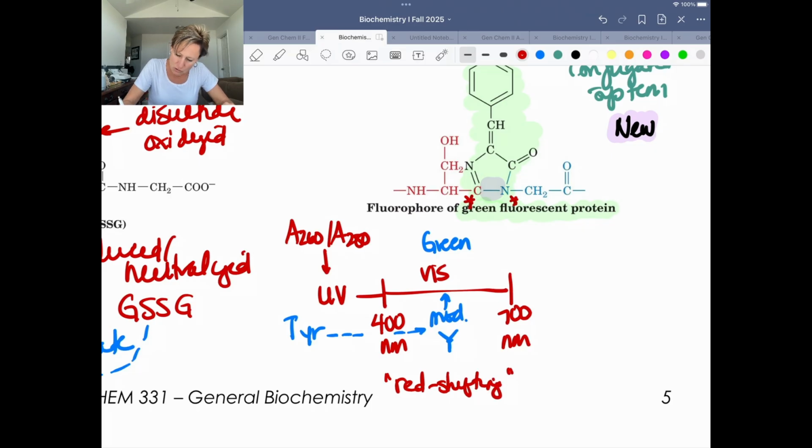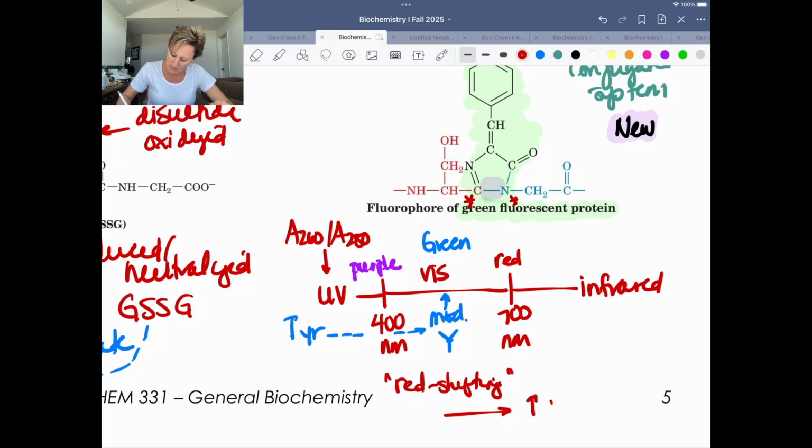Just to make sure that you remember, when you're looking at things in that 400 region, this is going to be purple. We've got ultraviolet, and then that bleeds into violet, and all the way at the long wavelength end is going to be red, and then over here we're going to have infrared. Red shifting means moving to increased wavelengths, which again is smaller energy.